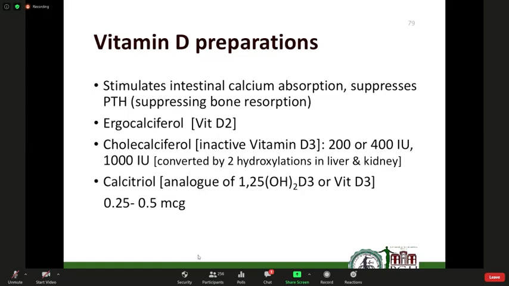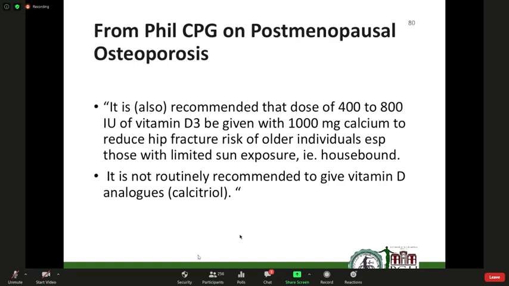So pwede namang siya, kasi siya yung active vitamin D3. But compared to cholecalciferol, na frequently added na lang siya sa calcium as a bonus, and so it's relatively cheap. Calcitriol is probably 4 to 5 times more expensive. And that's why the Osteoporosis Society said that while they recommend around 1,000 milligram of calcium, they recommend also around 400 to 800 IU of vitamin D3 per day. And they don't routinely recommend giving the vitamin D analog, which is calcitriol.